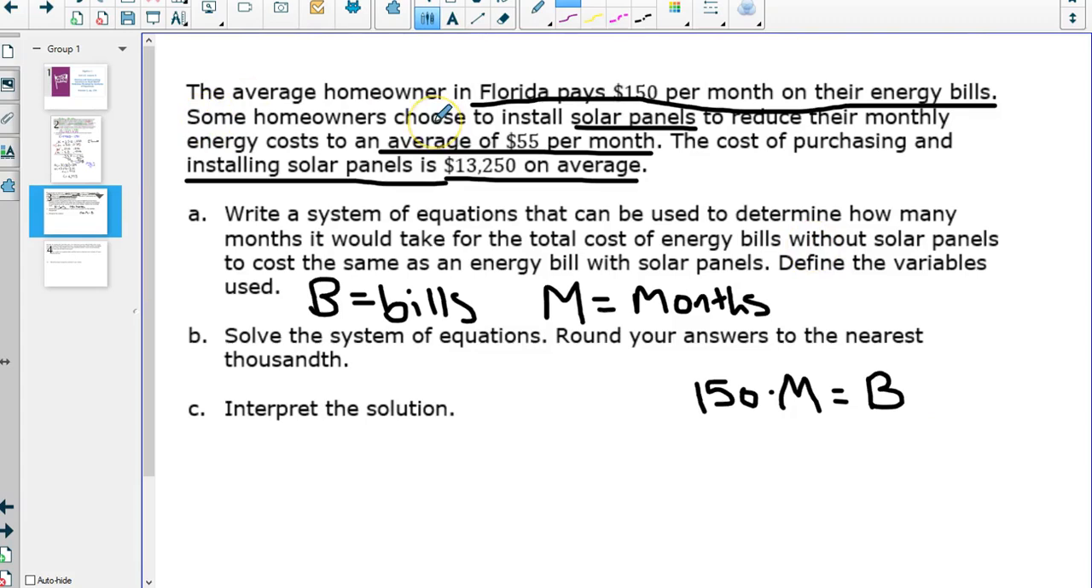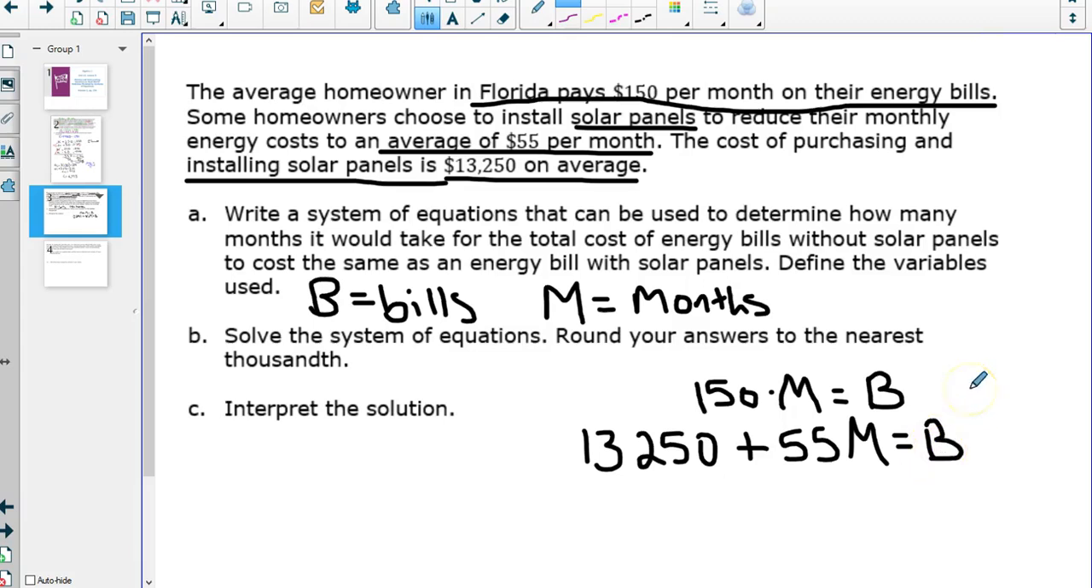If our homeowners are choosing to install solar panels, it's expensive. It's $13,250. Plus, they still have to pay some of the energy bill every month, which on average is $55. So plus $55 per month is equal to how much they're paying in the bills.